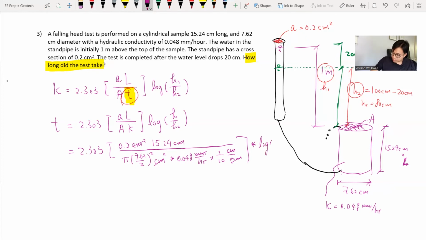And don't forget also the log of H1 and H2. So we mentioned previously H1 here is the initial water height, which is 100 centimeters, and H2 is the water height after the test, at the end of the test. So with that, we plug in the information. We solve for the time. We find the time is about 3 hours.